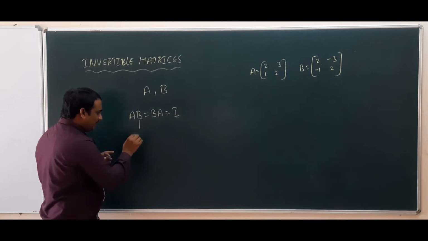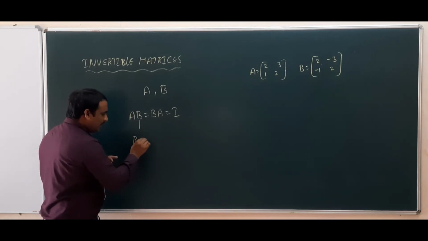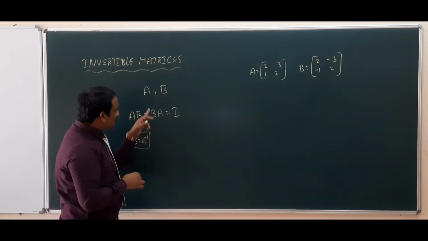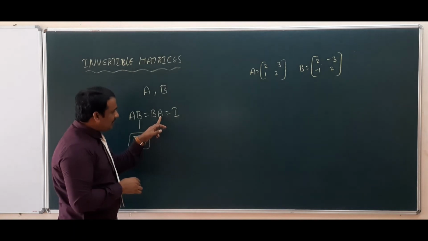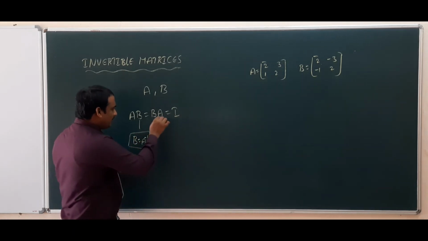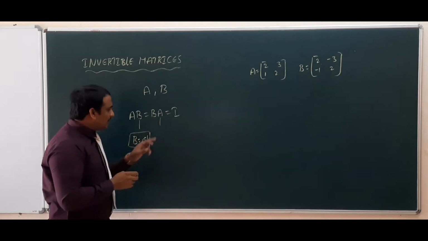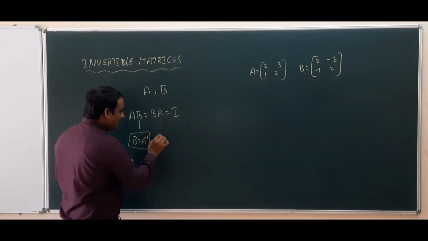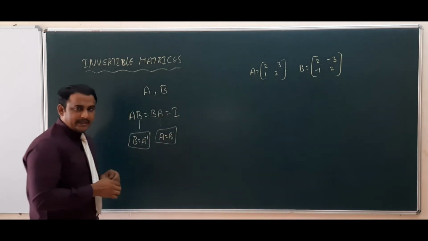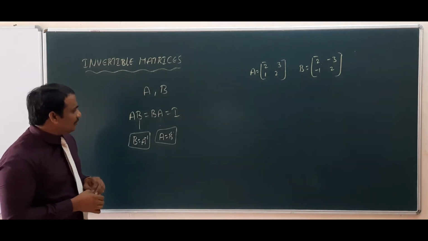That is, you can write here B equal to A inverse. B equal to A inverse. Same thing here. If you multiply B matrix into A matrix and you get the product as the identity matrix, then you can write here A is the inverse of the B matrix. Here you can write A equal to B inverse. A equal to B inverse. Now we will see an example.